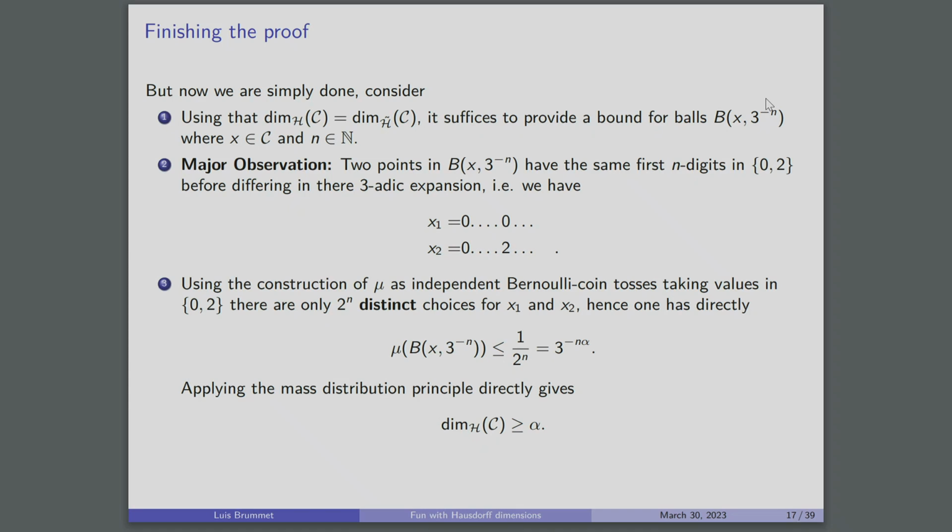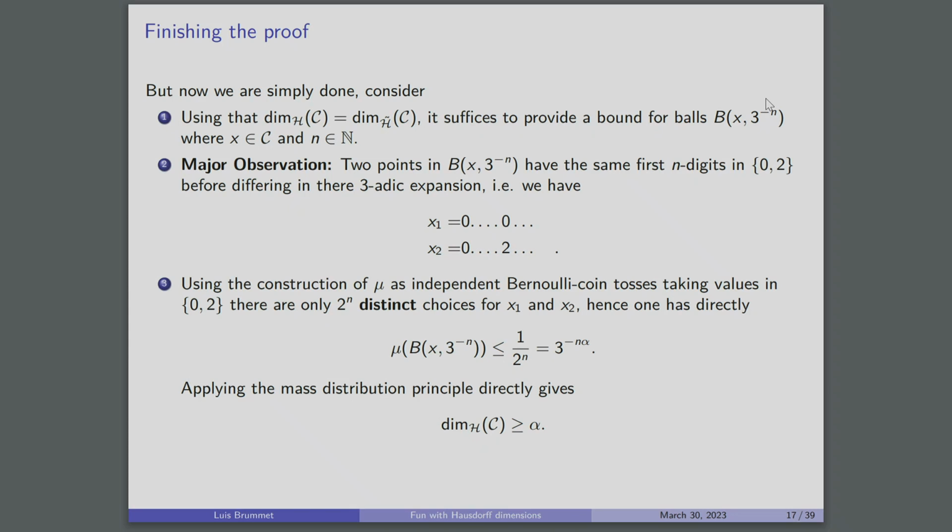And since you only go left or right in one step, for this 3^{-n} you then only have 2^n choices, because the first n steps have to be the same.